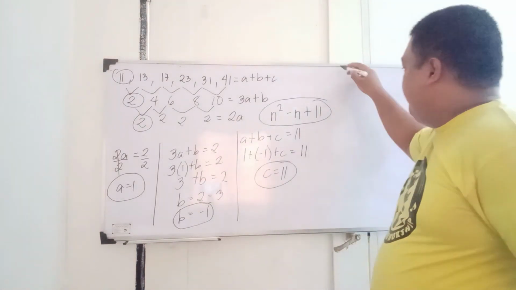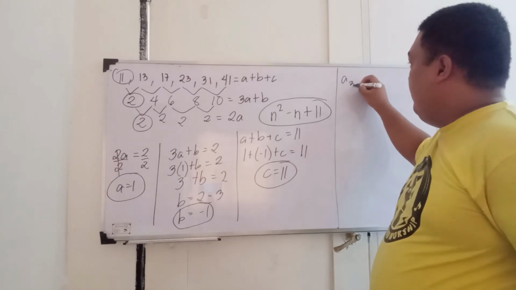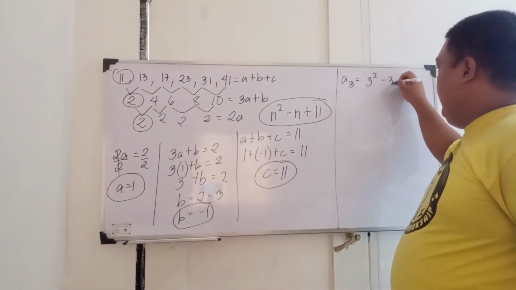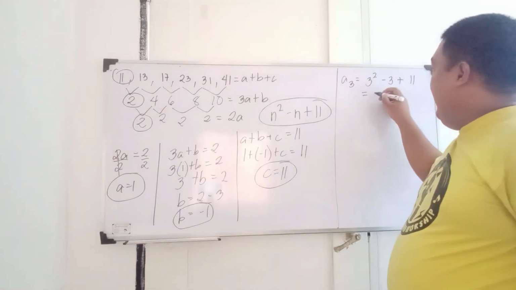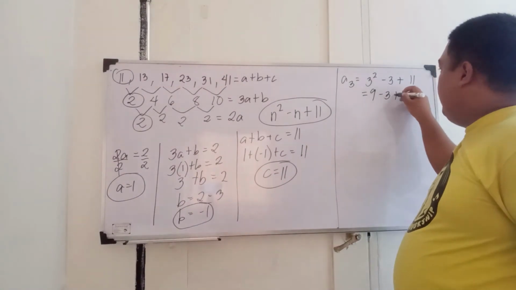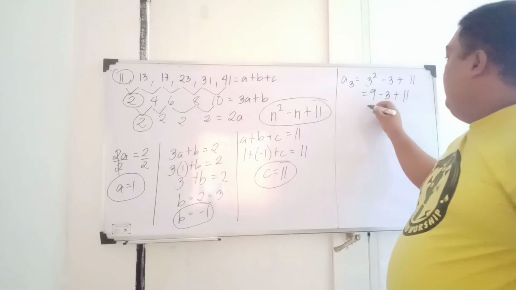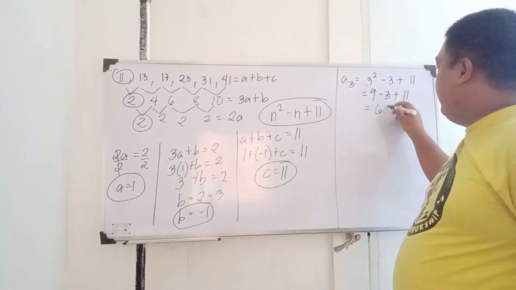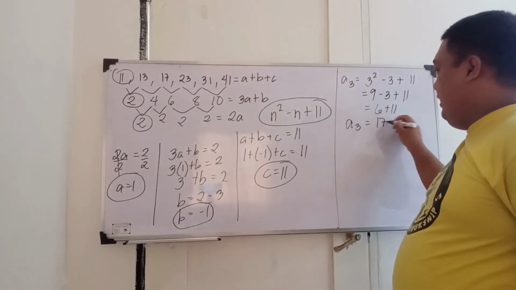Checking ulit tayo. So, a sub 3. Ito is a sub 3. So, 3 squared minus 3 plus 11. So, ang 3 squared natin ay 9 minus 3 plus 11. Take note, si 3 squared, 3 times 3. So, 3 squared, 9. 9 minus 3, 6 plus 11. So, a sub 3 is 17.